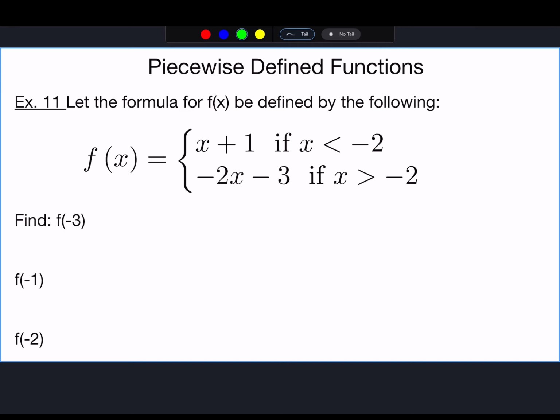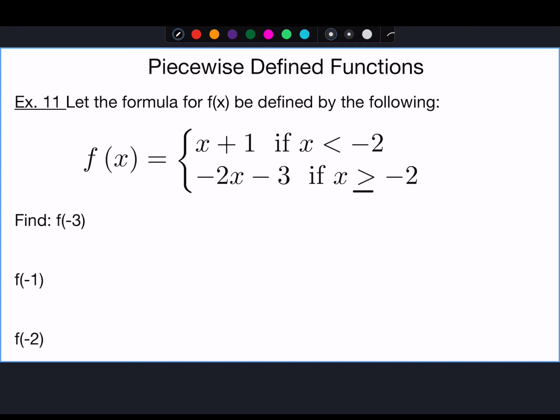But if the x values are greater than, and it should say, and you can correct this, greater than or equal to -2. Not sure why that doesn't say that. Don't act too exasperated. Things happen. It looks like -2x minus 3.